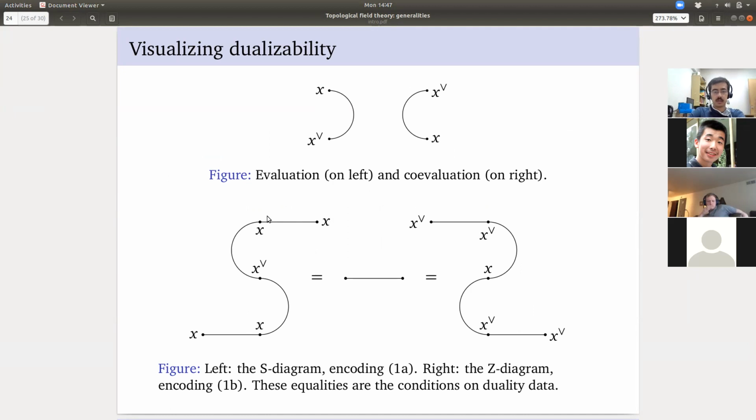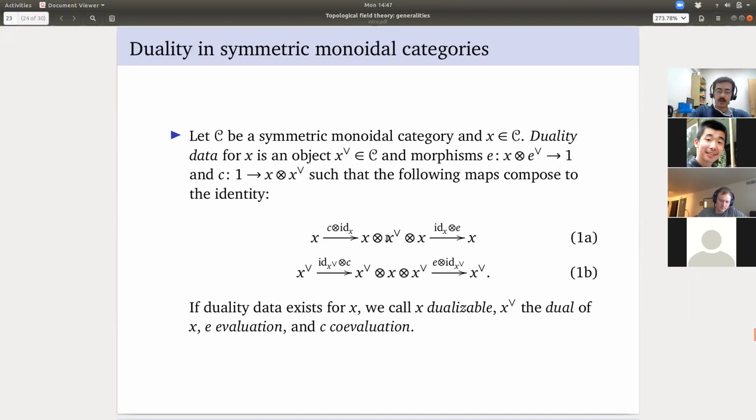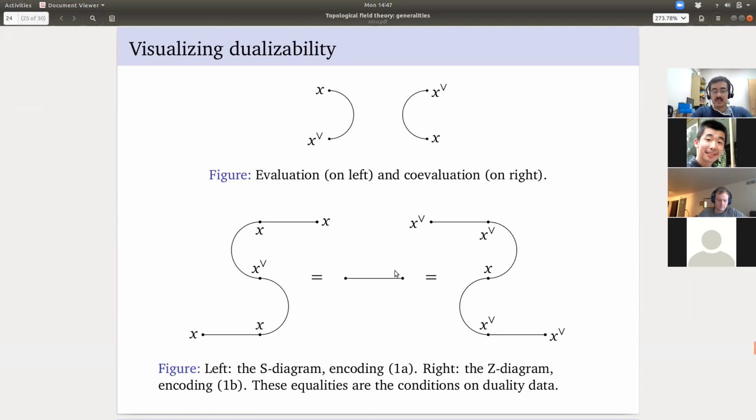How do you differentiate between X dual and X here? Do you have an orientability on this interval somehow? So this is just abstract. Right now I'm not trying to do anything precise. This isn't one-dimensional TFT, although it could be if you put orientations on everything. But this is just a picture of the S and Z diagrams that may make it easier to remember how they look. Where is X dual? Where is X? Where is E? Where is C? This is telling you what those conditions really are, if that makes sense. Thanks. Yeah, sorry, that was kind of a non-answer.